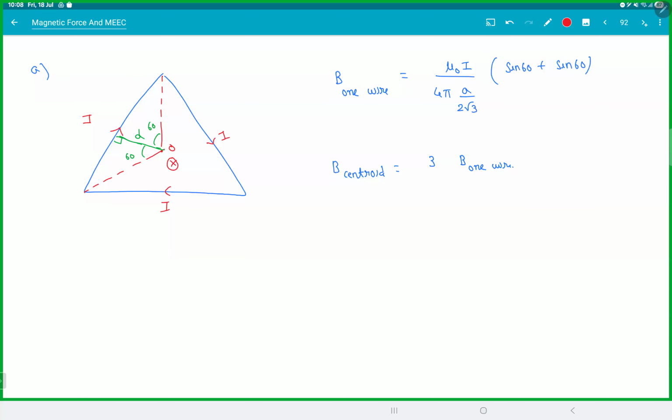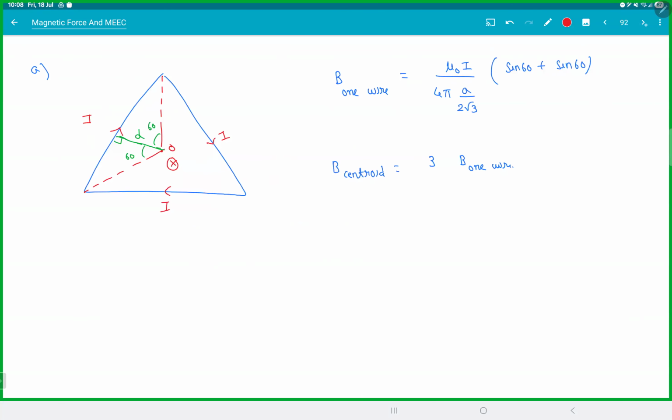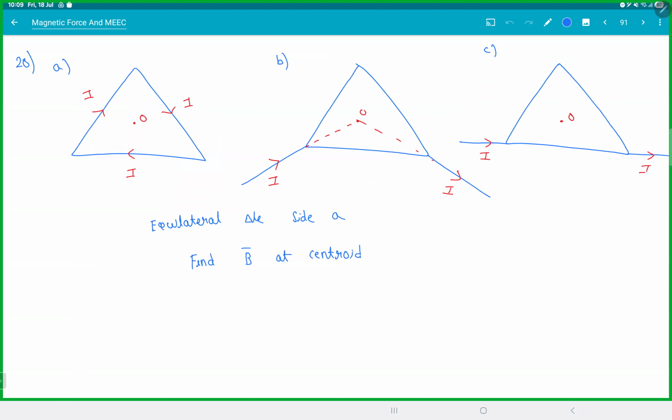Clear? What about the B part? Check this answer. If you got this, you're done. I will leave the calculation to you. What about this B and C? Why are they looking so weird?